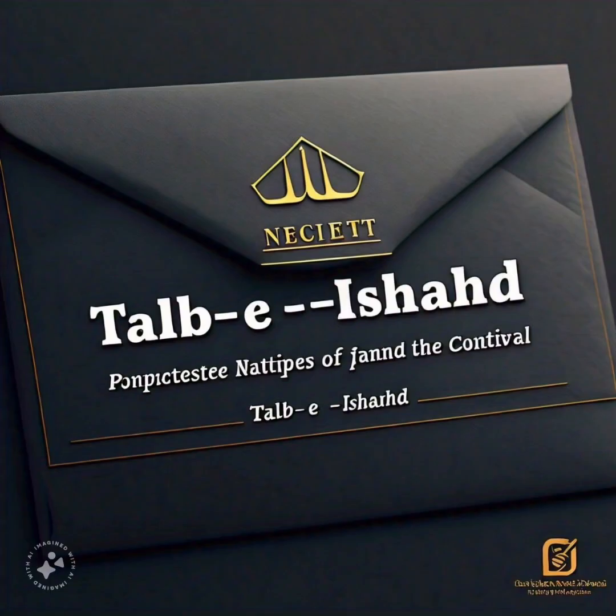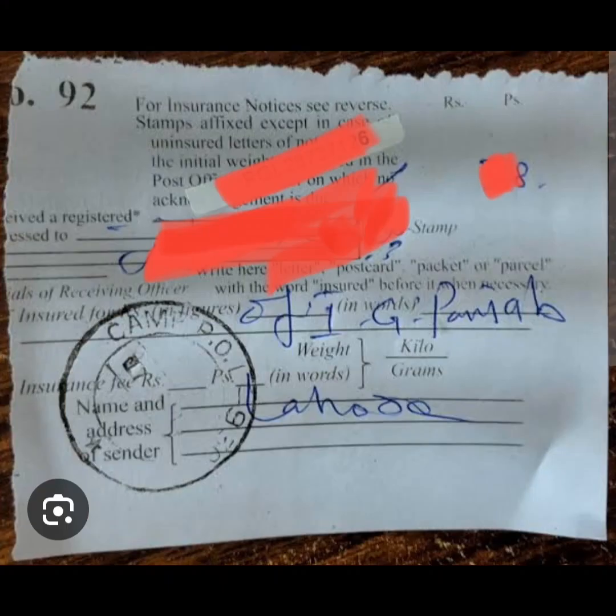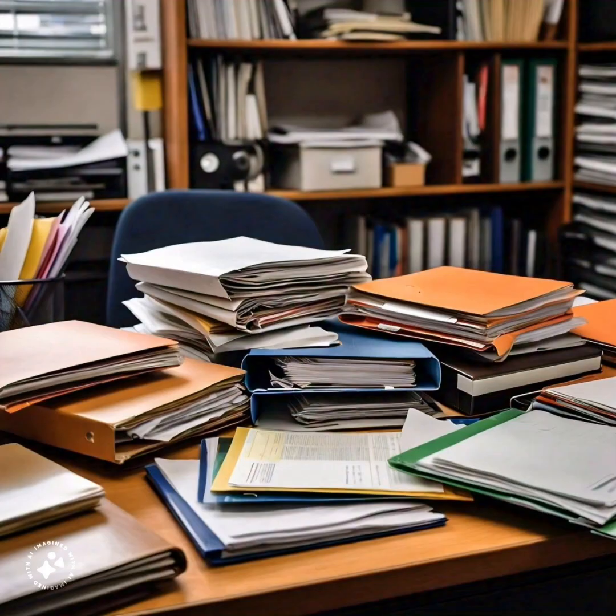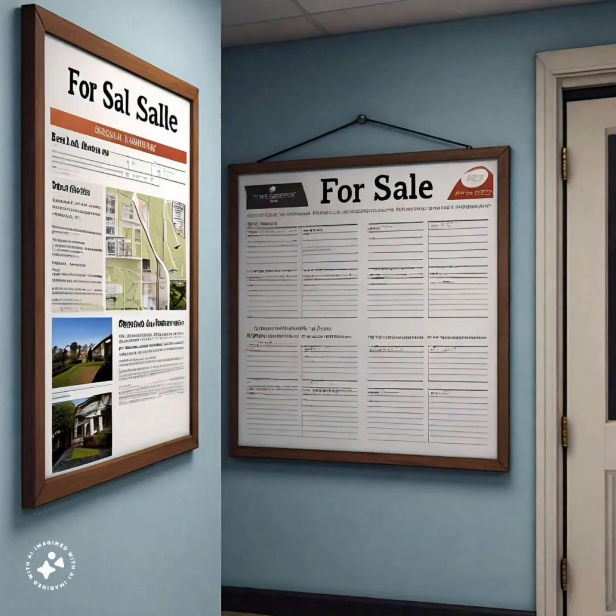Number 3. Notice of Talb-e-Ishhad. Number 4. Receipt issued by post office for dispatching notice. Number 5. Acknowledgement Due. Number 6. Documents to establish price of suit property, if ostensible price of suit property is written to defeat right of preemption.